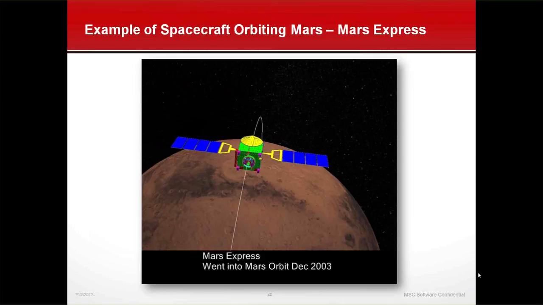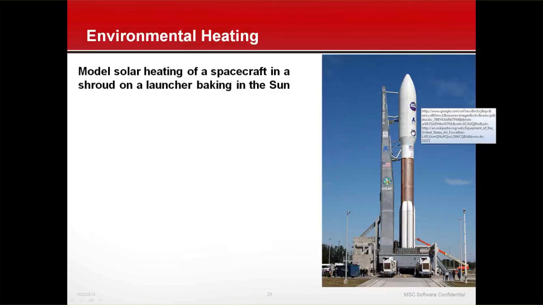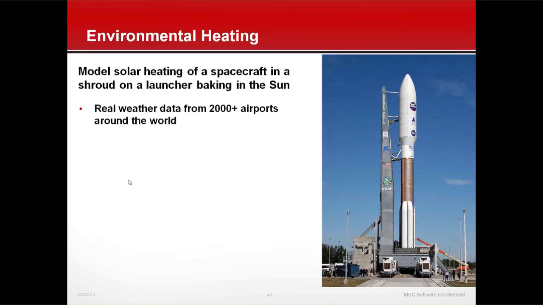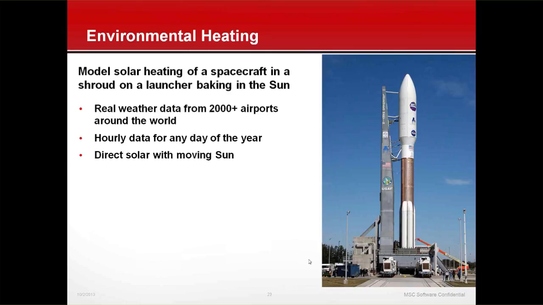And the final thing I want to mention: sometimes you're sitting a satellite in a shroud, whether it's transportation or sitting on a launch pad in Florida or the equator, and you're baking in the sun. We have a new feature in our 2013 software that we can do actual realistic solar heating on this. We have weather data from over 2,000 airports around the world. It's hourly data, averaged over the last many years, and we have hourly data for every day of the year. We have a moving sun that moves across the sky with a direct solar flux.